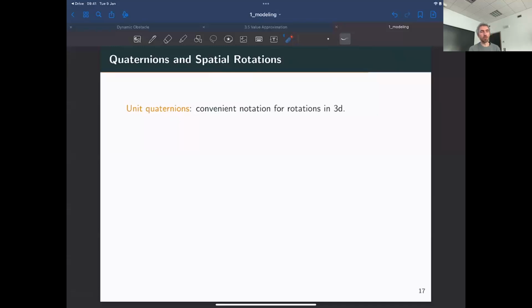Let me briefly introduce how quaternions work. Not that we really need it for this class, but since we're going to use them, I think it's nice if you have at least a rough idea of what's inside them.